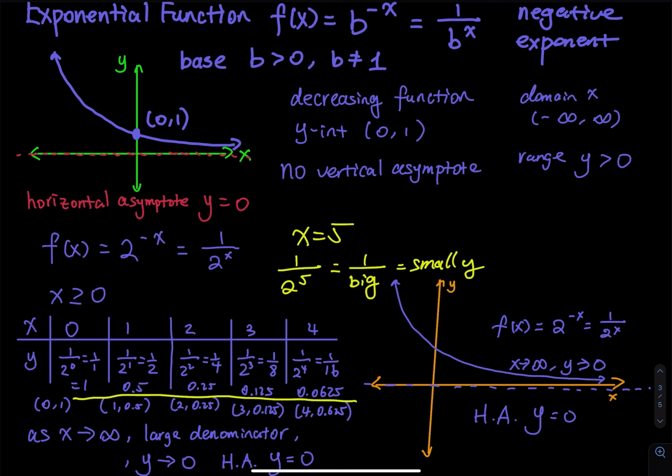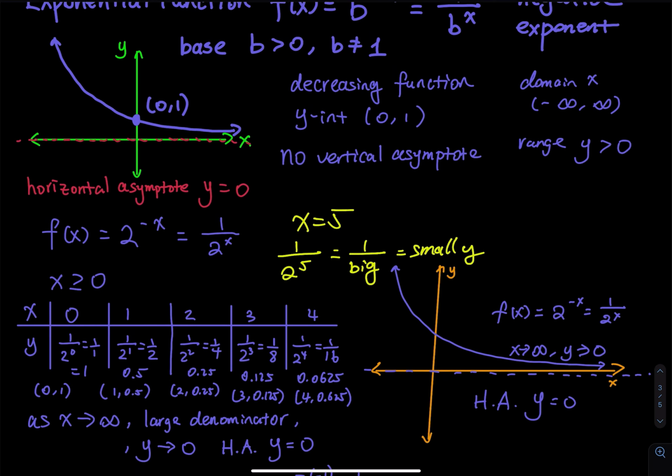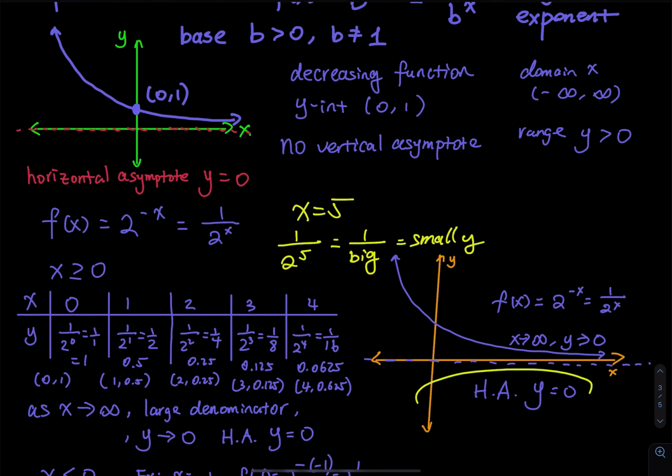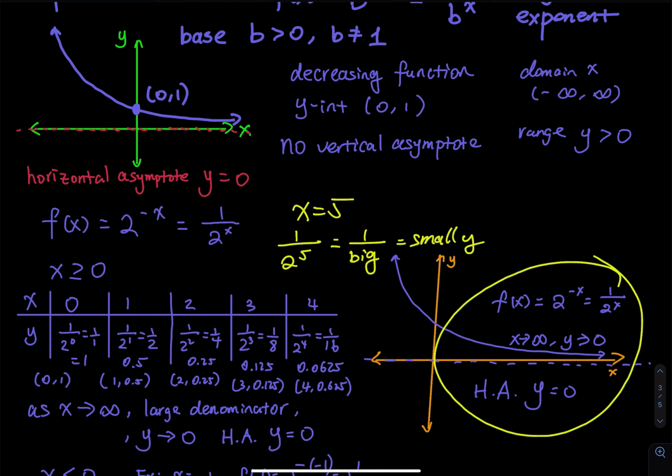So from this table of values, one conclusion we made is that as x goes to positive infinity, we have a very large denominator. 1 divided by such a large denominator is something close to 0. Therefore, we have a horizontal asymptote at y equals 0. Take a look at this piece right here. Let me erase the line for you. As x approaches positive infinity, the curve gets so close to the x-axis, but it will never touch the x-axis. So y equals 0 is a horizontal asymptote.